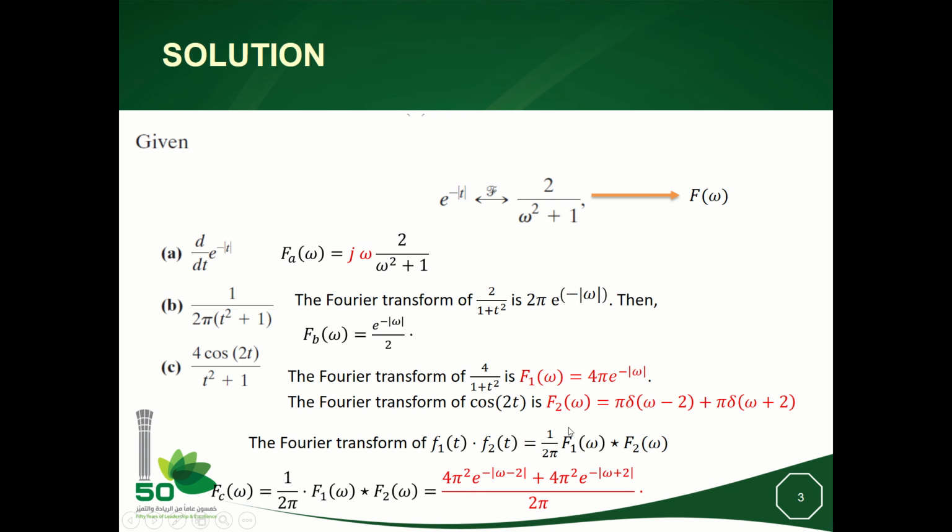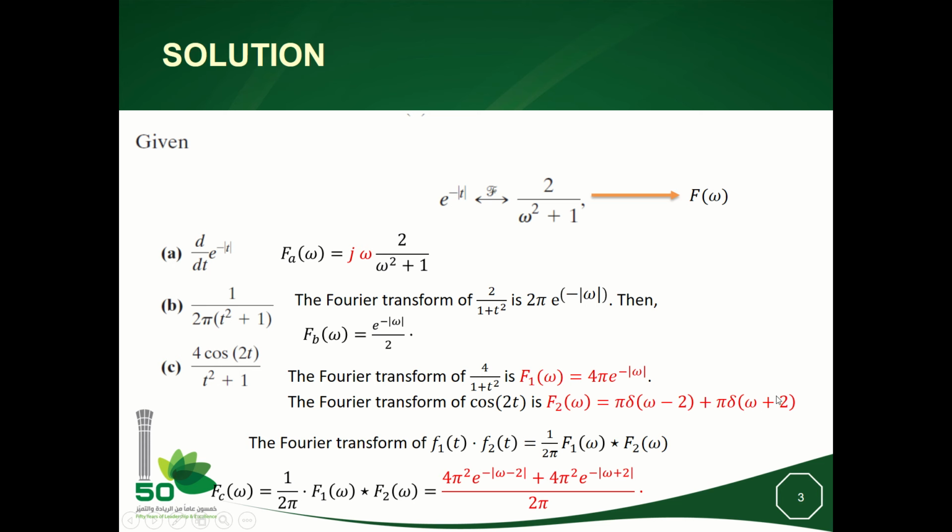So this result is equal to Fc, which is the Fourier transform of fc of t, defined by this function. Here I put the factor 1 over 2 pi, and I compose the convolution product of F1 and F2. This is easy in that case, because I am making a convolution of a function with the delta function. And you know that the convolution of a function with a delta remains the same function evaluated at that argument.